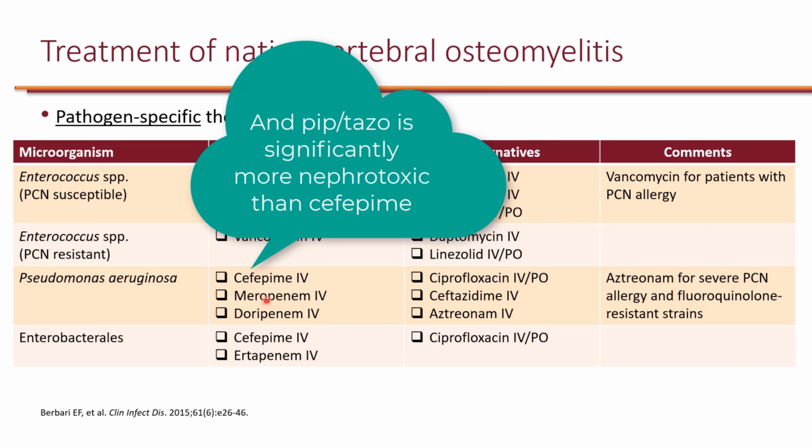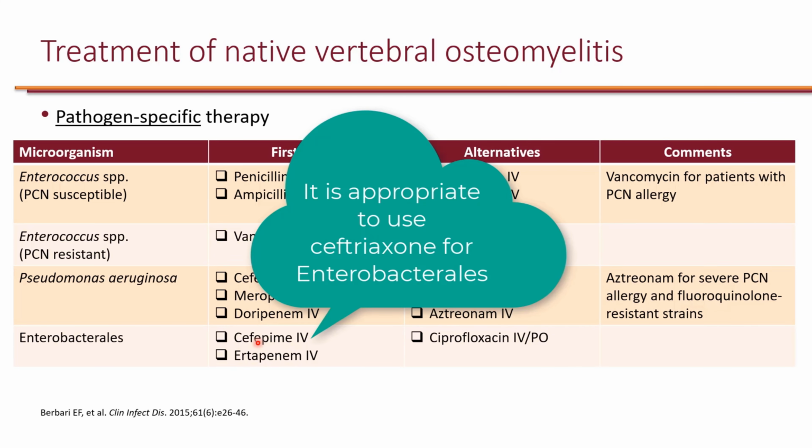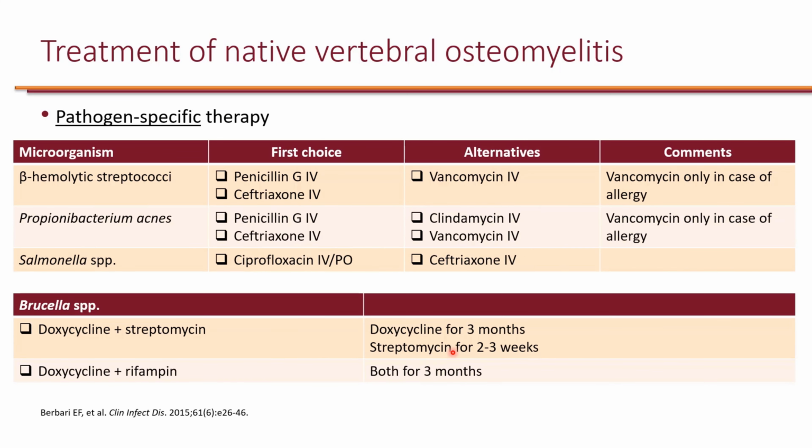Now, for Enterobacterales, cefepime or ertapenem have extensively been studied, and they are drug of choice. Even though cefepime is very broad spectrum, because of extensive data for its efficacy, it is listed here. And alternatively, we have ciprofloxacin. For beta hemolytic streptococci, we have penicillin and ceftriaxone as first choice, and vancomycin will be an alternative. And you can see the first choice for some of the other causative pathogens.